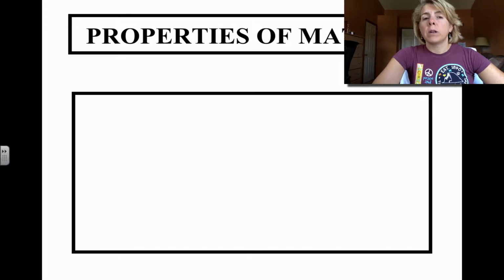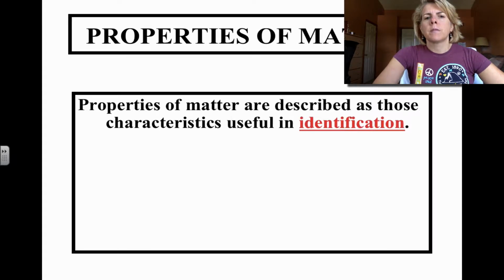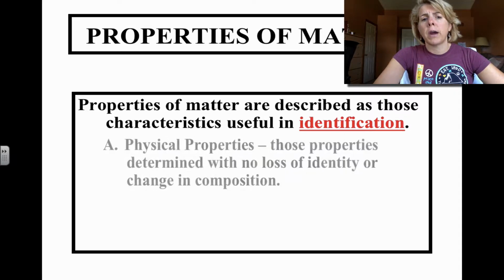So now what we want to do is talk about properties of matter in order to be able to identify what type of matter we're talking about. Now, these properties are characteristics. So when you're classifying matter, you want to make sure you pay attention to certain characteristics within those properties.